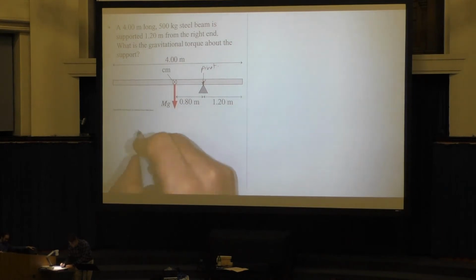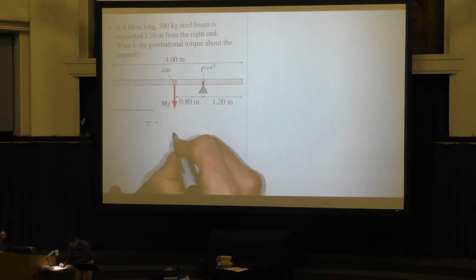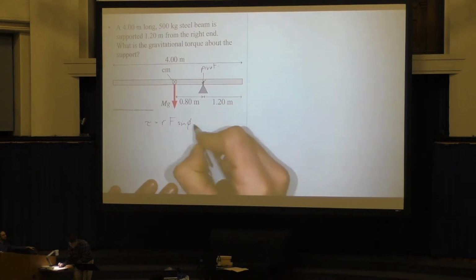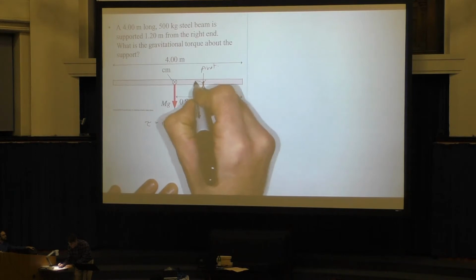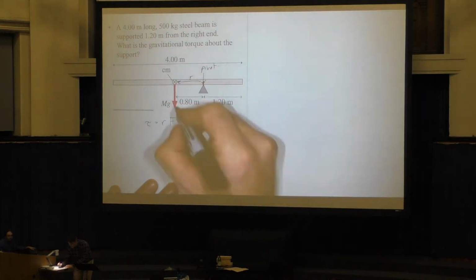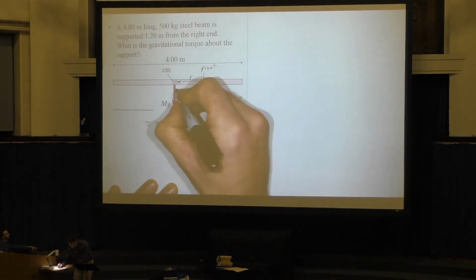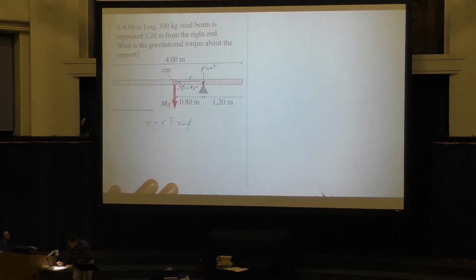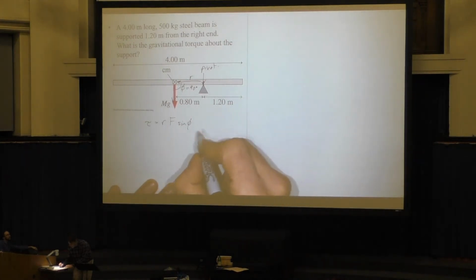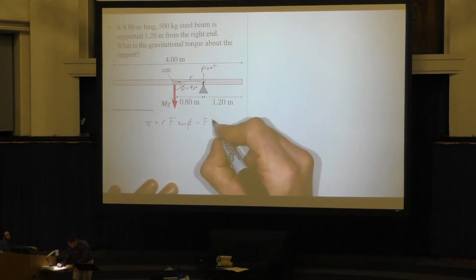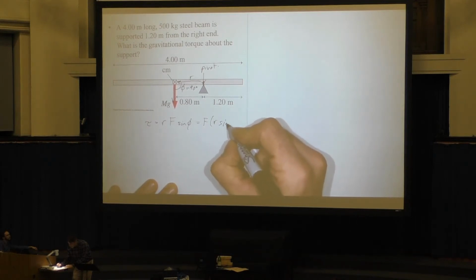So what you would do is say that the torque is equal to R times F times sine of phi, where here is your R, and here is your F, F down. And so this phi angle here is 90 degrees. Another way of doing this, if you rearrange, it's equal to F times R sine phi.